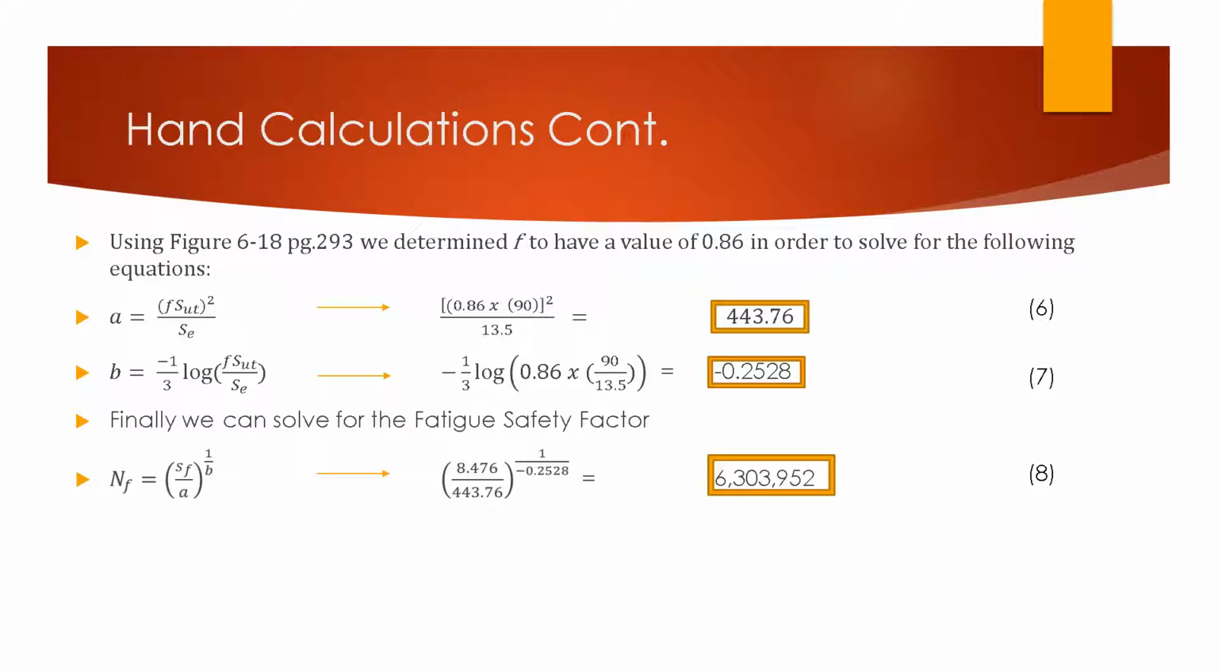Plugging into our fatigue safety factor equation, which is Sf over a to the power of 1 over b, we got 6,303,952.